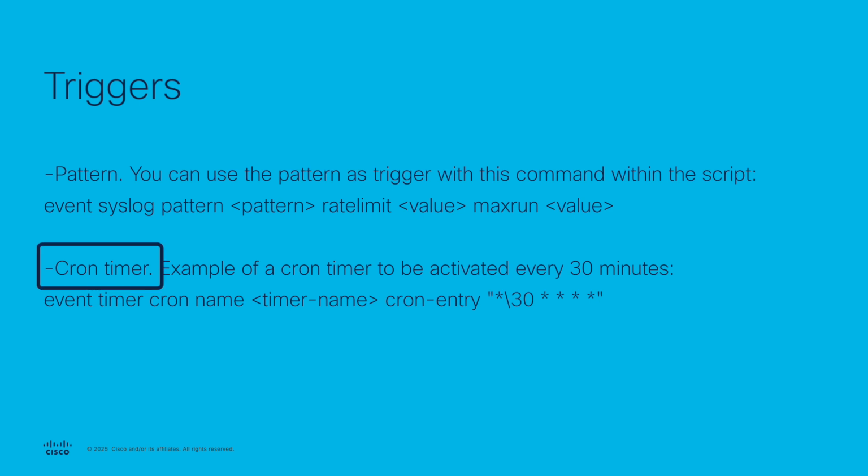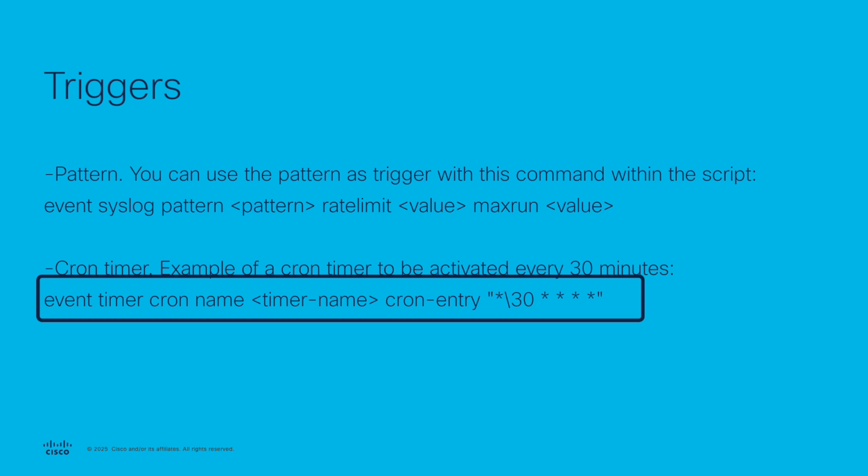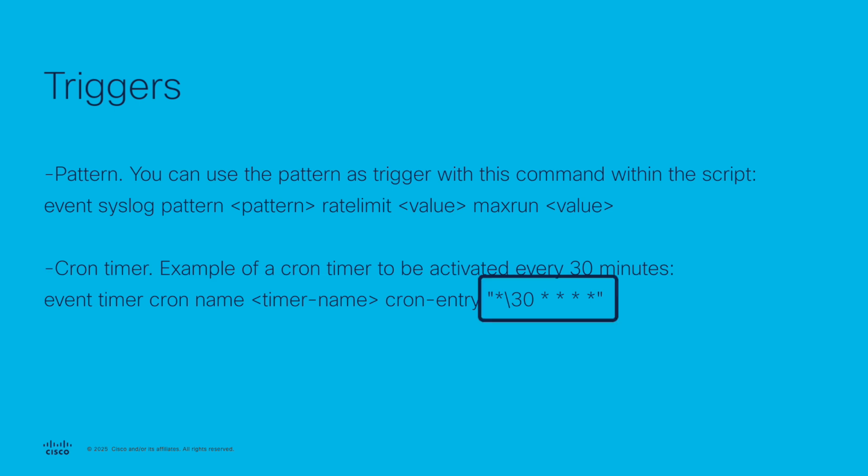Cron timer. An example of a cron timer to be activated every 30 minutes is given here. Reference of cron syntax for different monitoring periods is minute, hour, day of month, weekday. There are many examples over the web. One of the advantages of cron timer over pattern is that you do not need to wait until the device almost runs out of memory resources to collect the information. Depending on the memory consumption rate, with proper monitoring and information, TAC can identify the offending process before reaching the warning threshold.